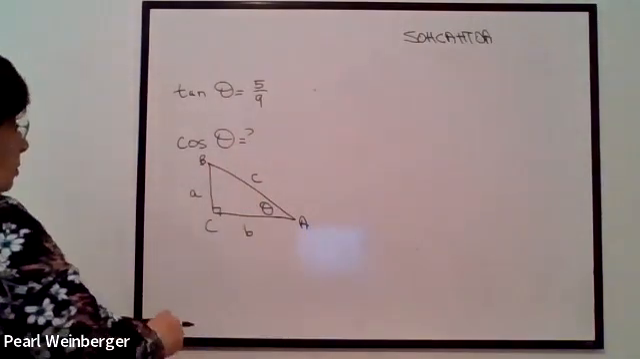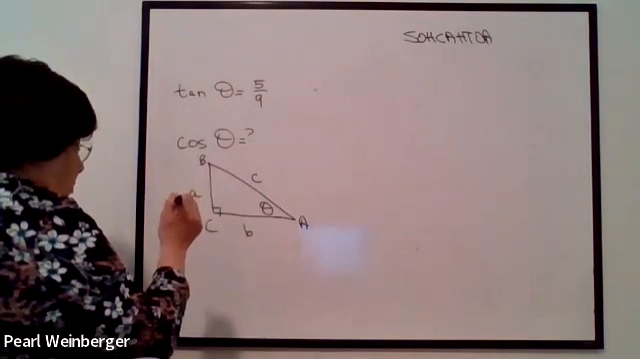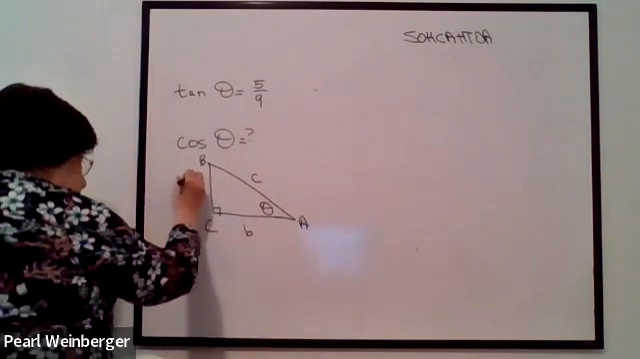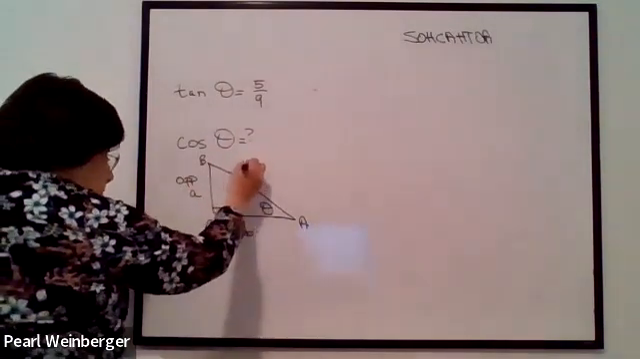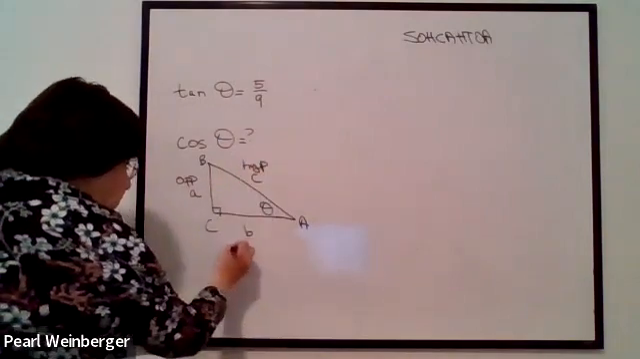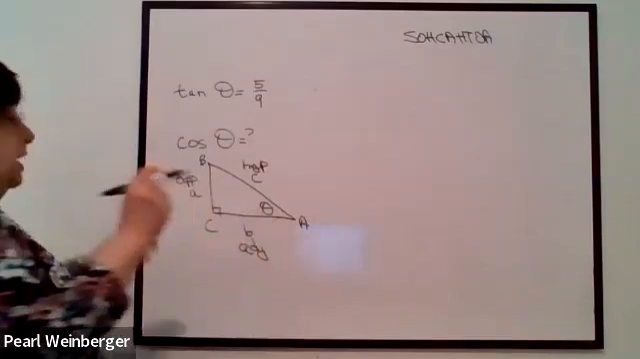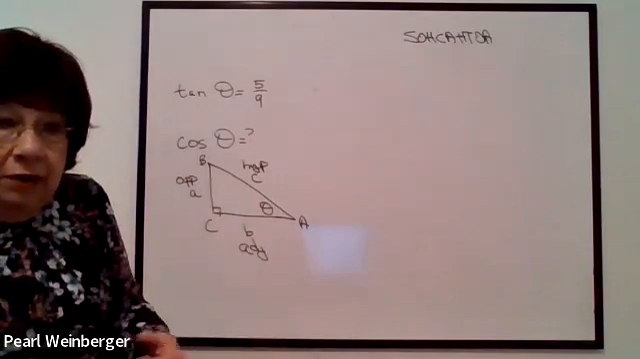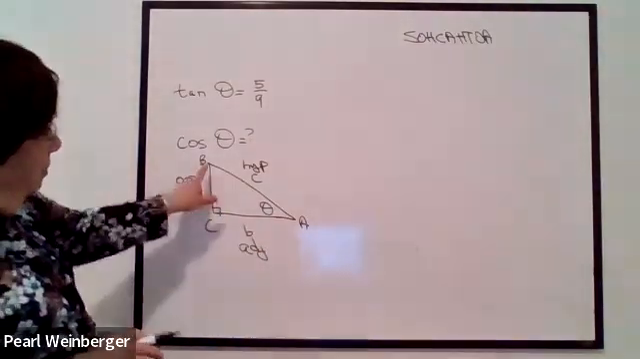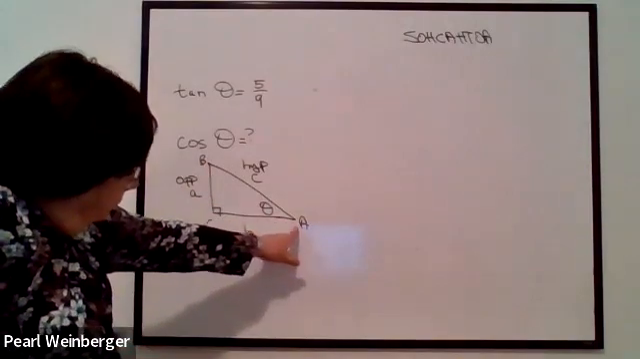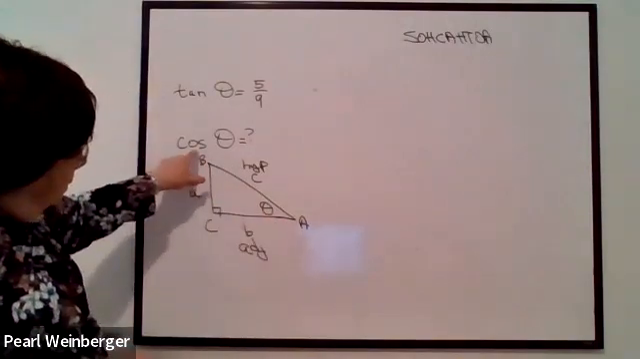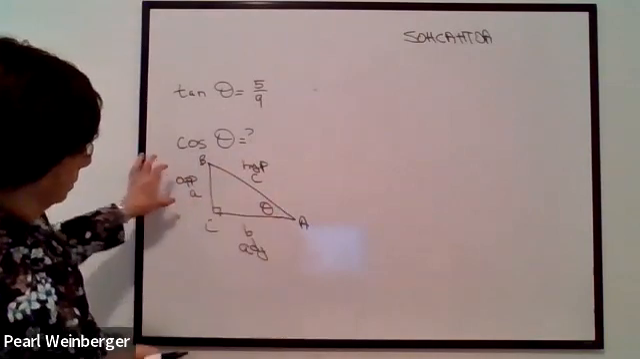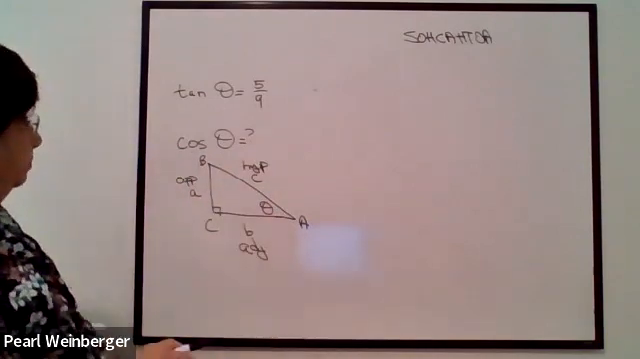Now, according to theta, this is going to be our opposite side. This is, of course, our hypotenuse, and this is our adjacent side. If you notice, the hypotenuse is always where it always is. It never moves around. But the opposite and the adjacent depend on which angle you're looking at. From this perspective this is opposite, but if you're looking at it from the other perspective, then the other side is opposite. But we're looking at it from this perspective, so this is our opposite, this is our adjacent.